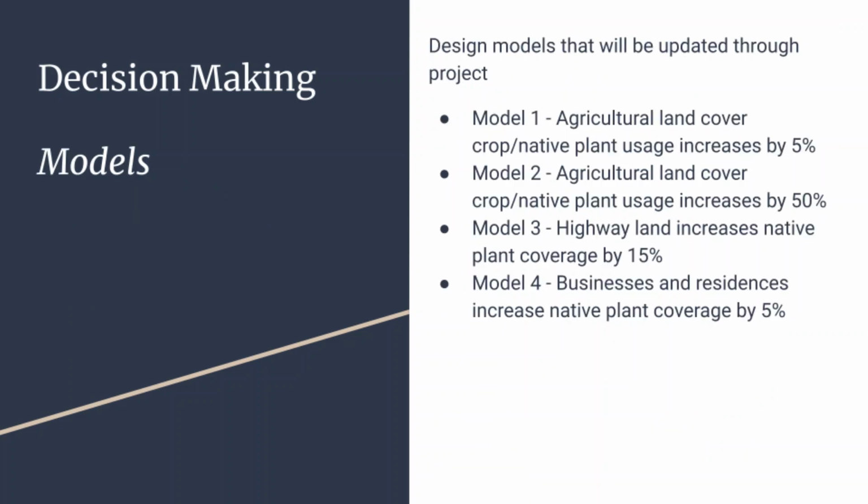The project will create 4 models. The first 2 will deal with agricultural land cover, crop, and native plant usage. The third model will cover highway land increasing native plant coverage. And the fourth model will model businesses and residences increasing native plant coverage.